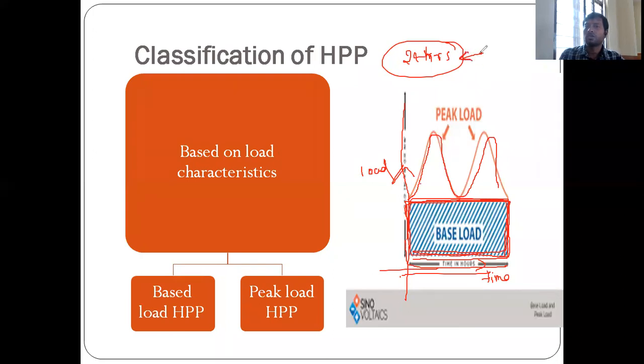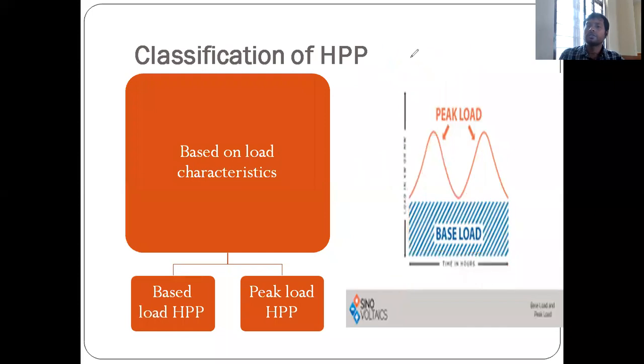Peak loads. What are the peak loads? Generally we can simply call them big shopping malls, our homes, offices, government offices, colleges. How will peak loads take place? For example, let us take the relationship between home and college.